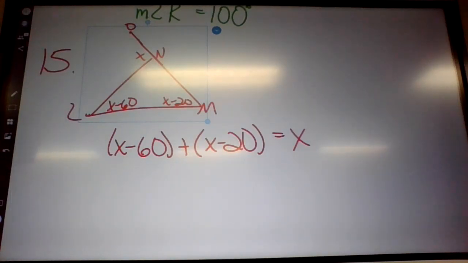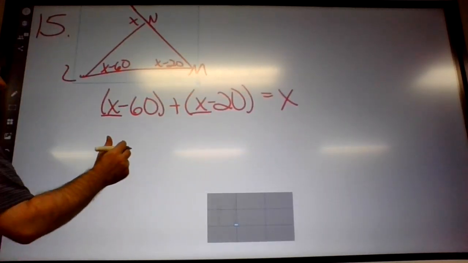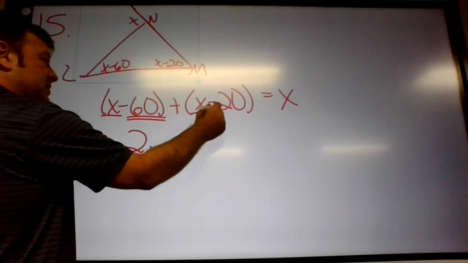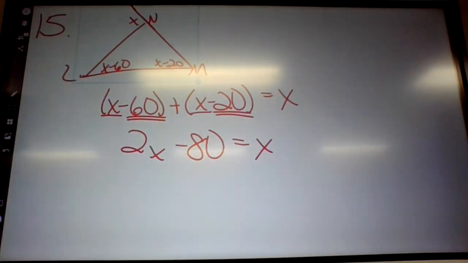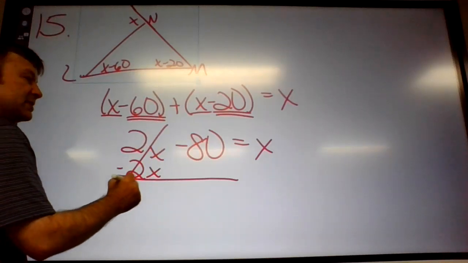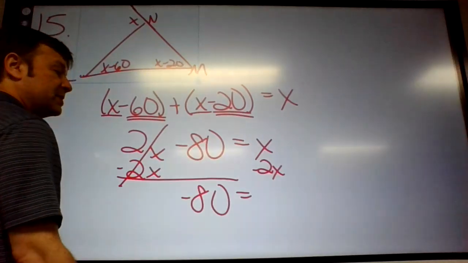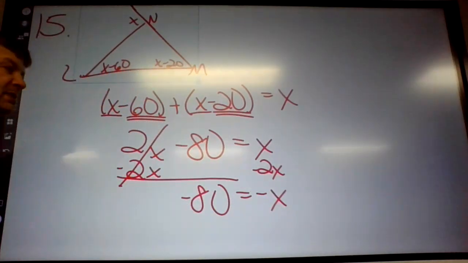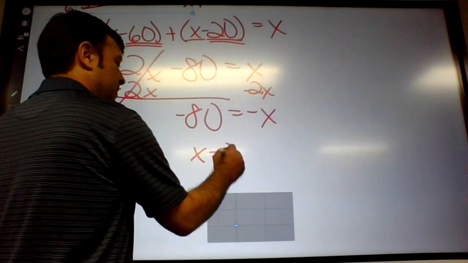Oh boy. So how do I simplify this? How do I solve? Combine like terms. x plus x, or 2x, minus 60 plus minus 20, negative 80, equals x. Now, what do I do when we have x's on both sides? Subtract. Yeah, we're going to get rid of them on one side. So if I subtract 2x, that gets rid of that. So x minus 2x is negative 1x. So what's x going to equal? 80.